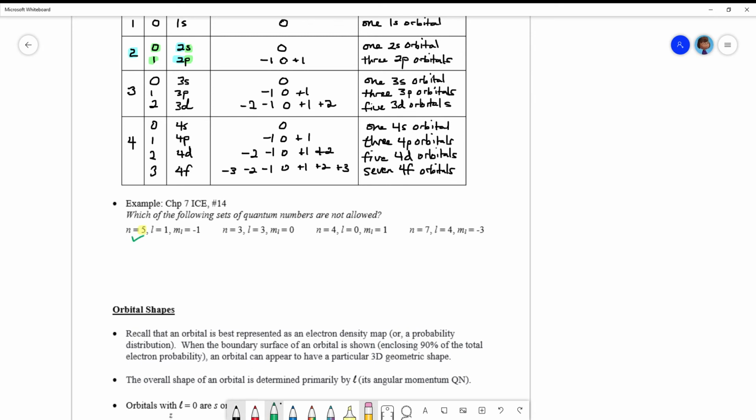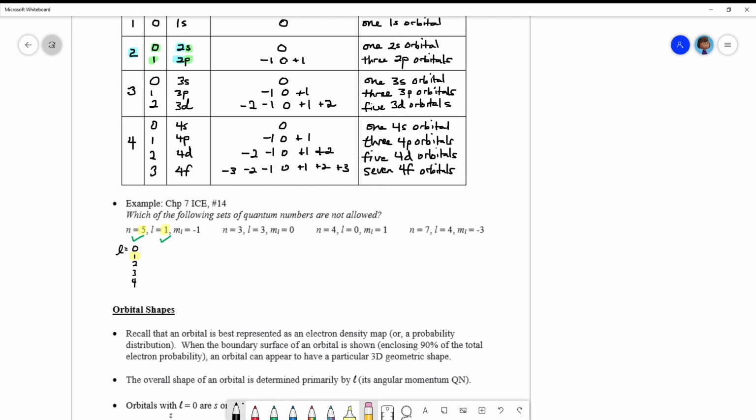Now, when n is equal to 5, what are the allowed values for L? Well, L can take on values of 0, 1, 2, 3, and 4. And so when I look for the L value, which is given to me here as L equal to 1, is L equal to 1 okay? You betcha. It's one of the allowed values. So I'm going to put a check. That's okay.